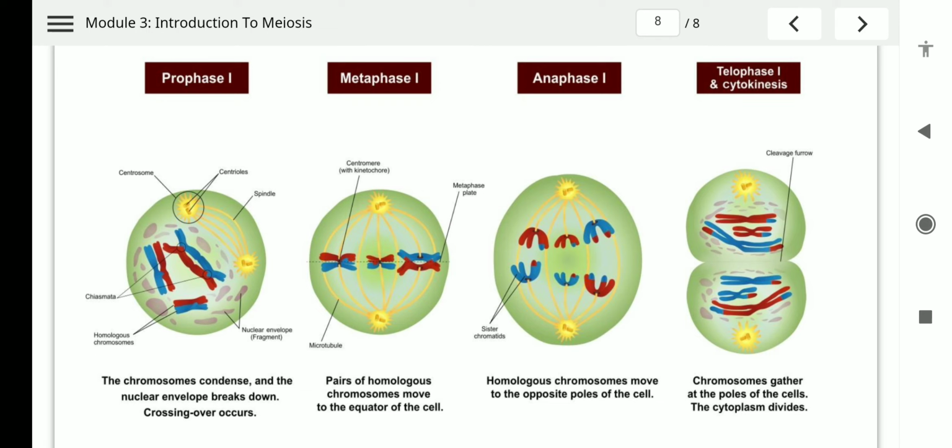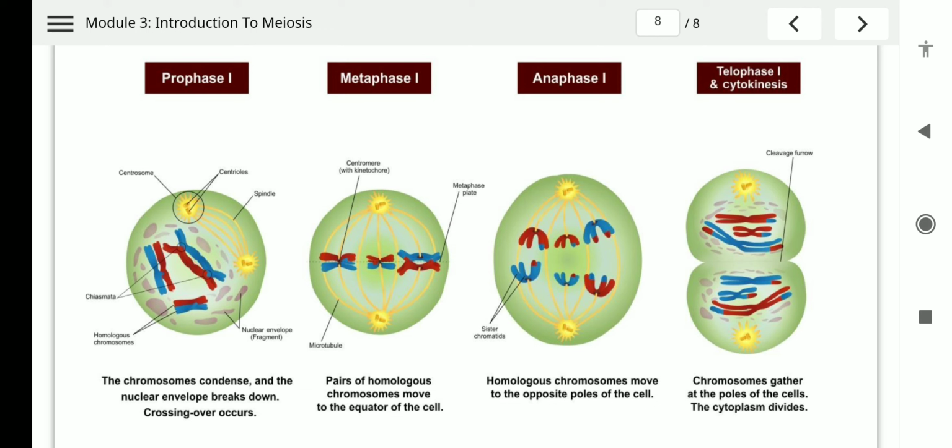And telophase 1, here you will see the chromosomes gather at the poles of the cell, and then the cytoplasm is divided and 2 daughter cells are formed. So, these 2 daughter cells have half the number of chromosomes as compared to the parental cell. So, it is a reductional division. Now, 2 daughter cells are formed after the telophase, because cytokinesis takes place.